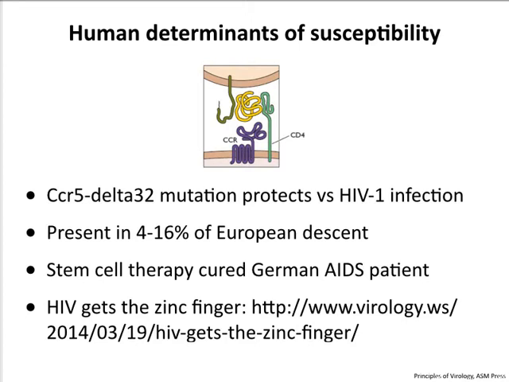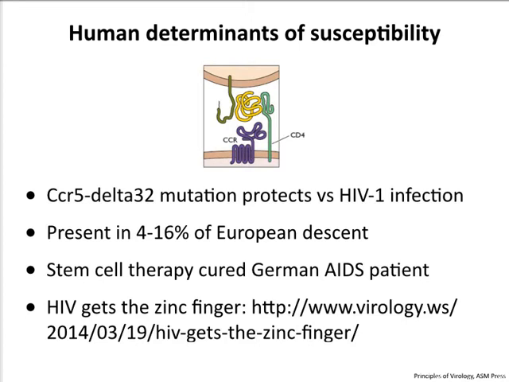A German patient with AIDS was given a bone marrow transplant. In this procedure, you irradiate the recipient to destroy all of the bone marrow, and then you give a transplant from a donor. You take some bone marrow out of the hip and you put it into the recipient. And the donor in this case was someone with a Delta 32 mutation.